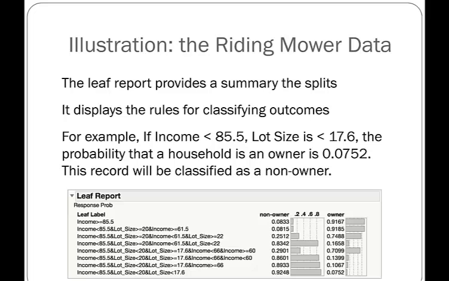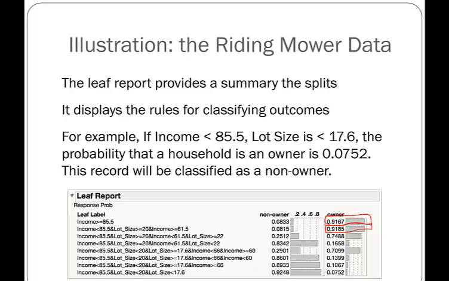If income's greater than 85.5, then we're going to predict an owner with 91% probability, and that's bigger than the cutoff of 50%. If income is less than 85.5 and lot size is bigger than 20 and income is greater than 61.5, again, we're going to estimate ownership. And so you can see all of these rules are written out for each of the terminal nodes.